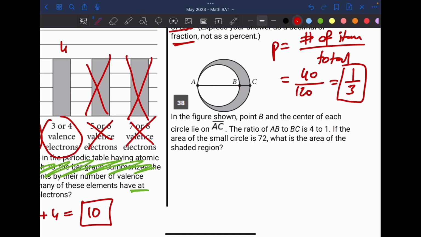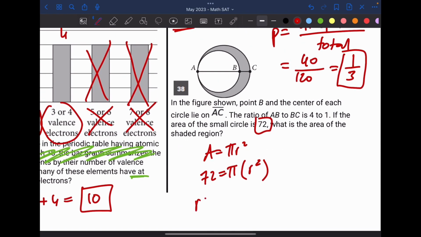So the radius of the small circle, we know that area is equal to pi r squared. In this case, the area is 72, so 72 is equal to pi times r squared. We are trying to find r, so now you're just going to do r squared is equal to 72 over pi, then we want to square root both sides, so r is equal to the square root of 72 over pi. That's what r is of the small circle, so this part.